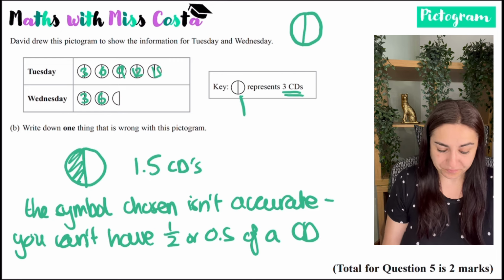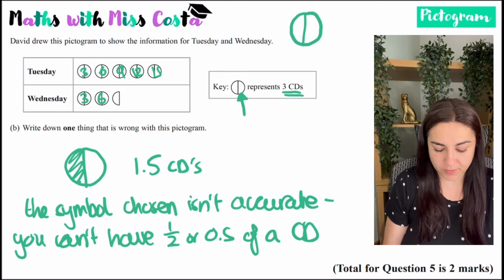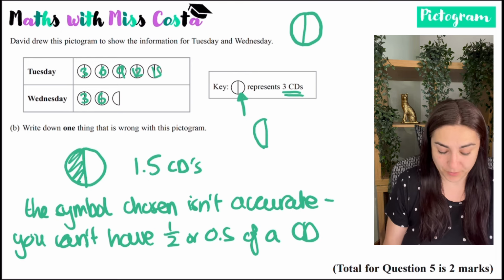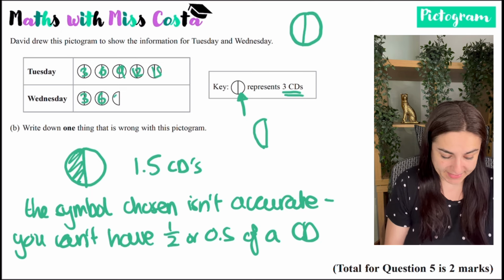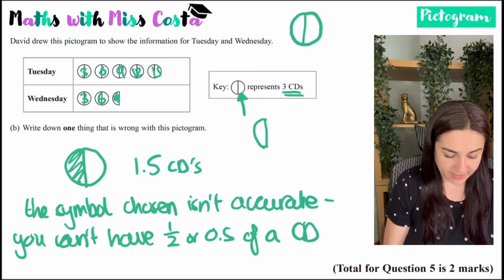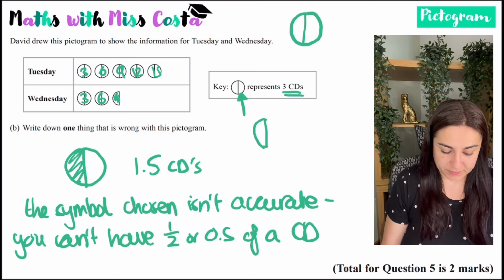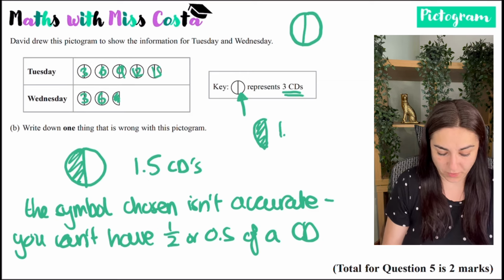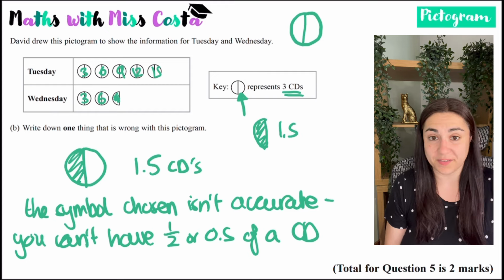So either he needs to change his symbol so that it represents 4 CDs, so that half of it could represent 2, or even so that it represents 2 CDs. But this would imply that he has sold 7.5 CDs, that each one of these represents 1.5 CDs.